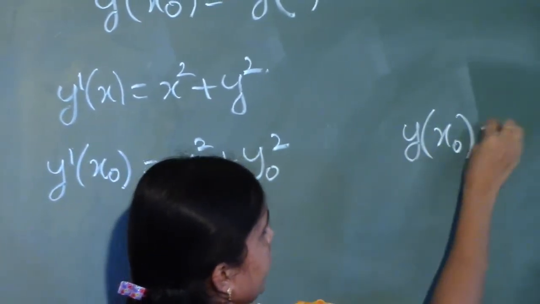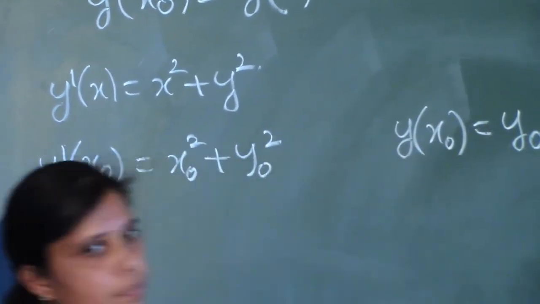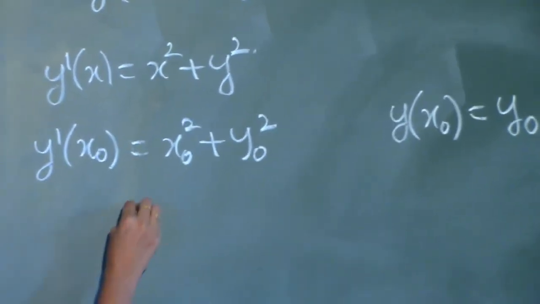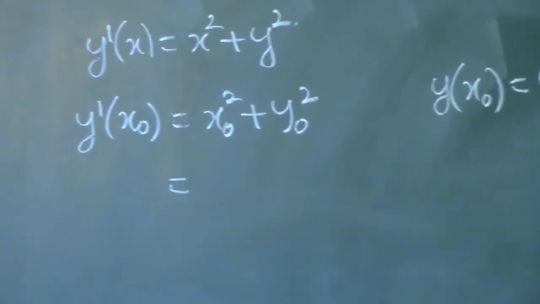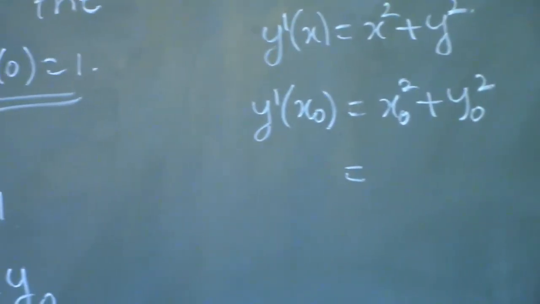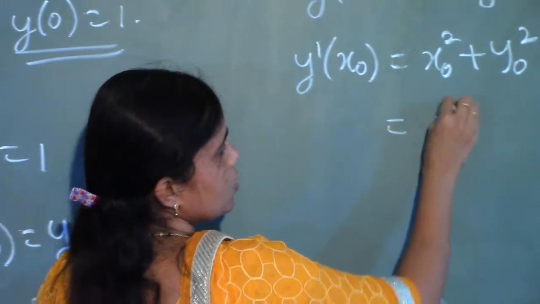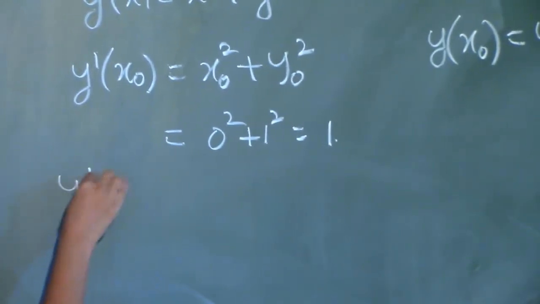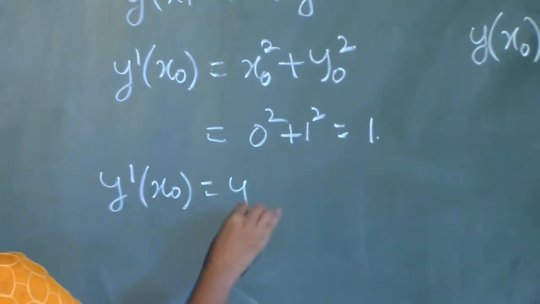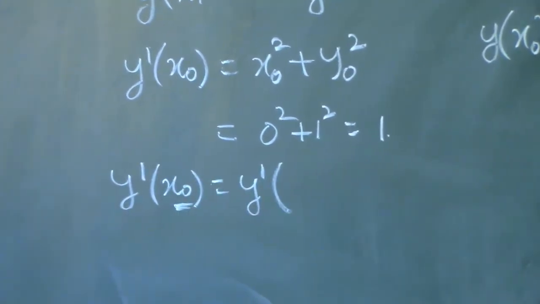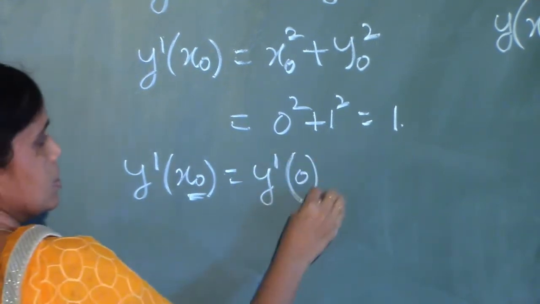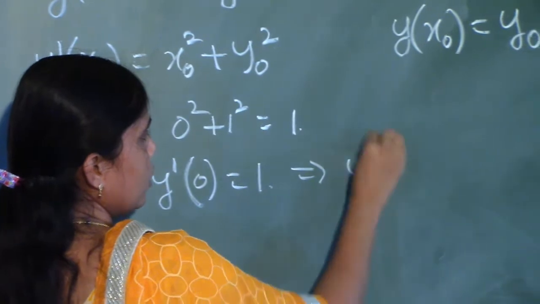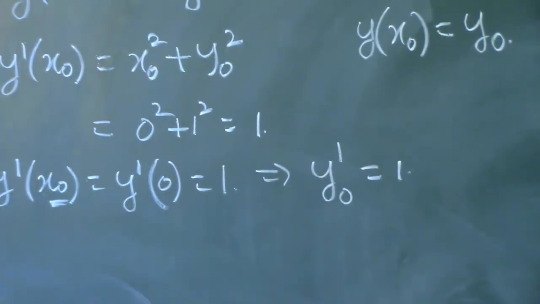Here y dash of x naught is y naught. So y of x naught can also be denoted by y naught. So x naught value is 0, y naught value is 1. So 0 square plus 1 square is 1. So y dash of x naught value is y dash of 0, and the value is 1. This can also be denoted by y naught dash is equal to 1.